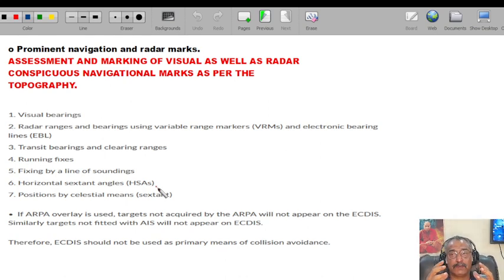So in case, especially second mates, and even master, if you have not taken sights, I would say do get used to it. It is a requirement, but I would rather recommend it for your own benefit. Rest, I will leave it to you. So horizontal sextant angles, positions by celestial means, sextant, of course, either by longitude by chronometer in the morning or by latitude by meridian altitude. Do practice it, because you have GPS when you're in open ocean, especially second mates, masters. Do practice it.